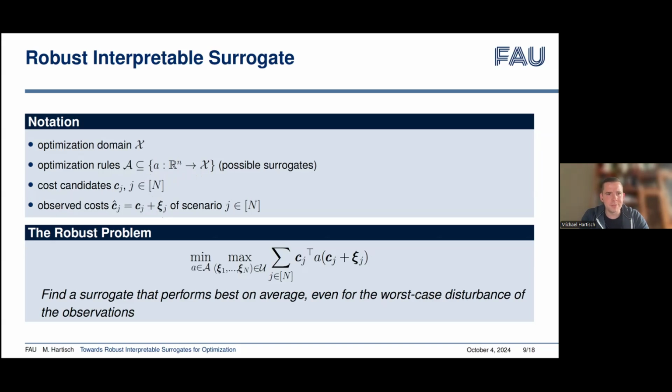So the robust problem then becomes, can we find a surrogate, such a decision tree, such that for any disturbed observation, we are still good on average? And what we see back here is that this optimization rule, the surrogate that we obtain, takes as input these disturbed observations, will overall yield a solution, but what we have to pay is the actual true underlying cost and no longer the disturbed observations.